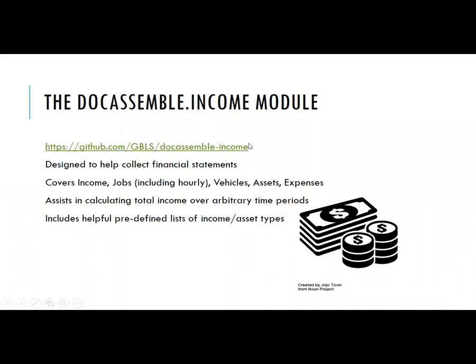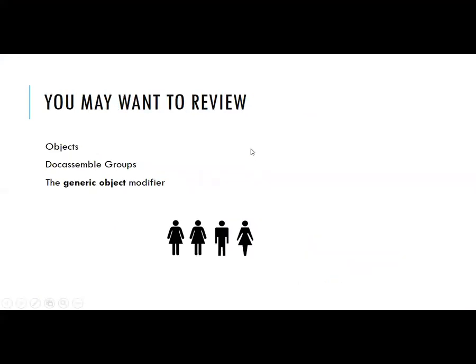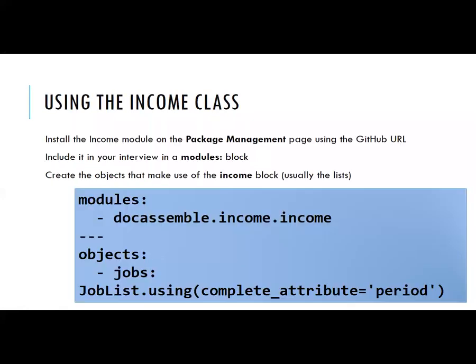So here's the link to the income module, github.com/GBLS/docassemble-income, and those slides there. And here's the code. I'll pause on that just for a second so people on YouTube later can copy it easily. I'm going to put it in the GitHub package also.